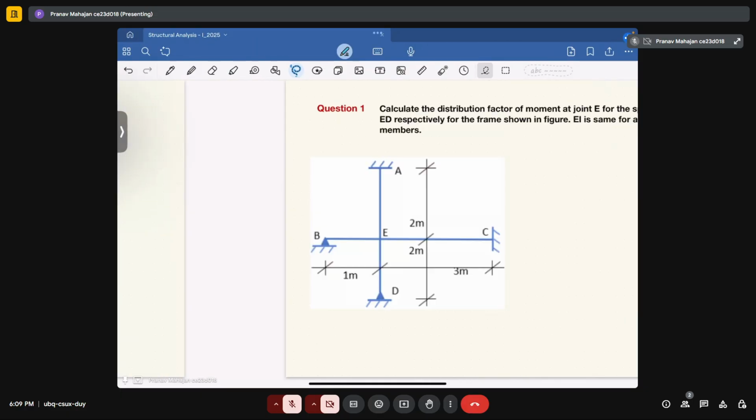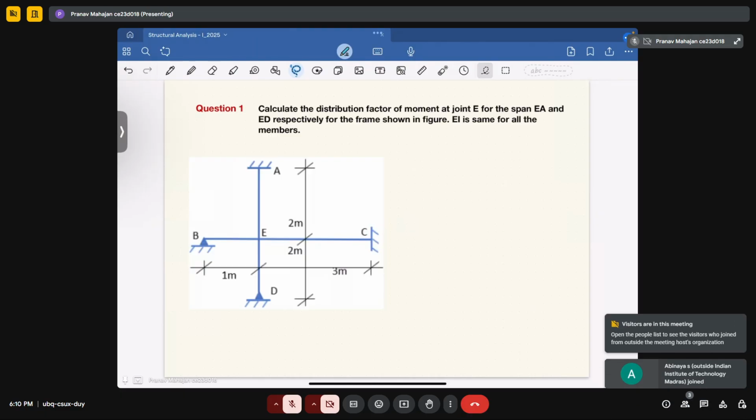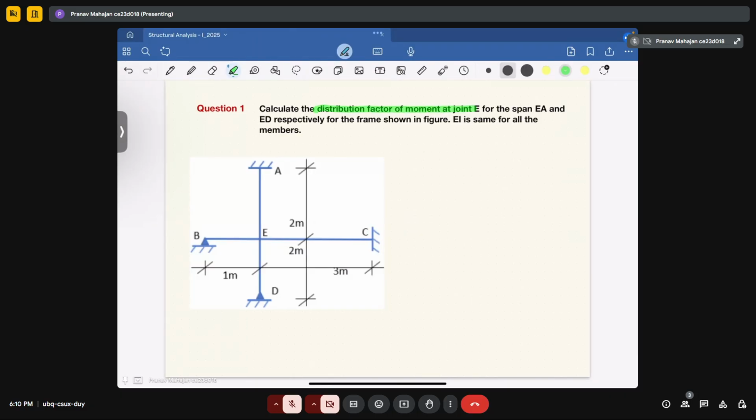We have our first question, in which you are expected to calculate the distribution factor of moment at joint E for the spans EA and ED respectively, for the frame given in the figure, in which EI is the same for all the members. So what are you required to find? You are required to find the moment distribution factor at joint E for spans EA and ED respectively.